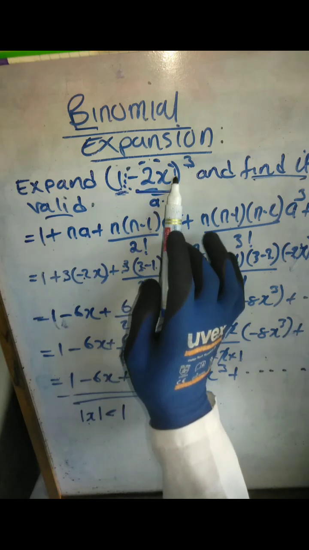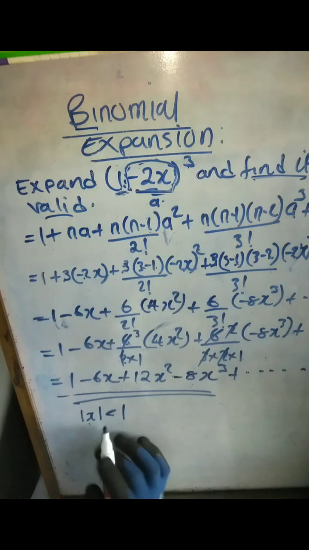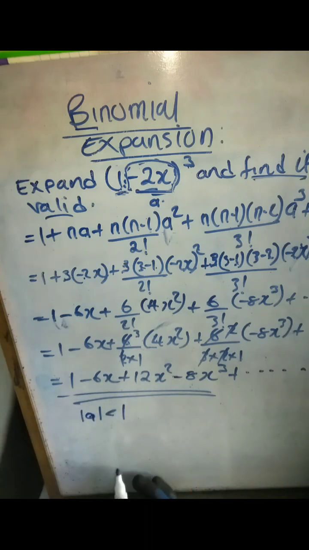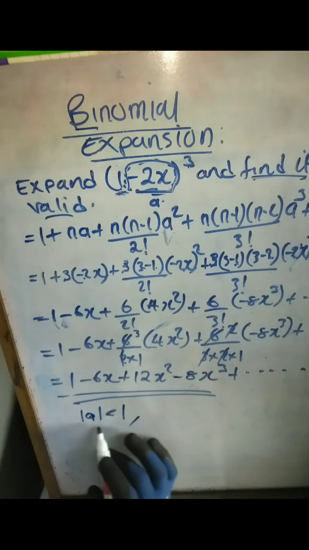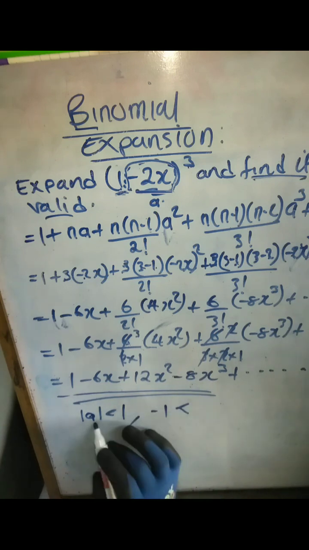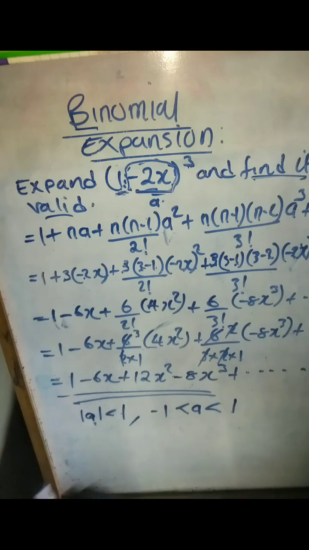Meaning that you take the value which is our a, the same one here. In short, you can even write a if you want. Say a must be less than 1, and what does this mean? This means that you start with negative 1 less than this value, a, which is also less than positive 1.